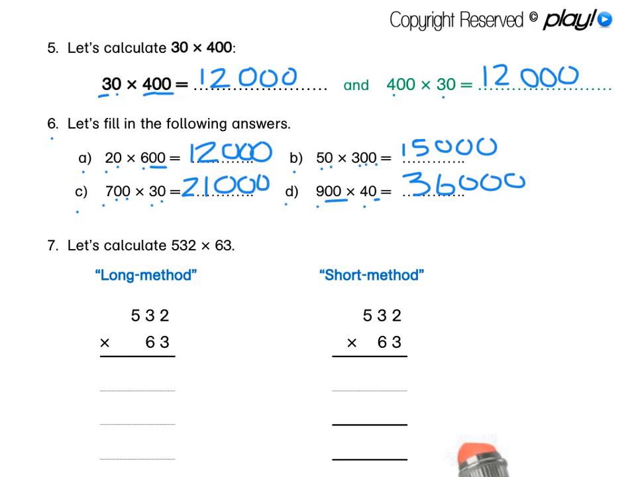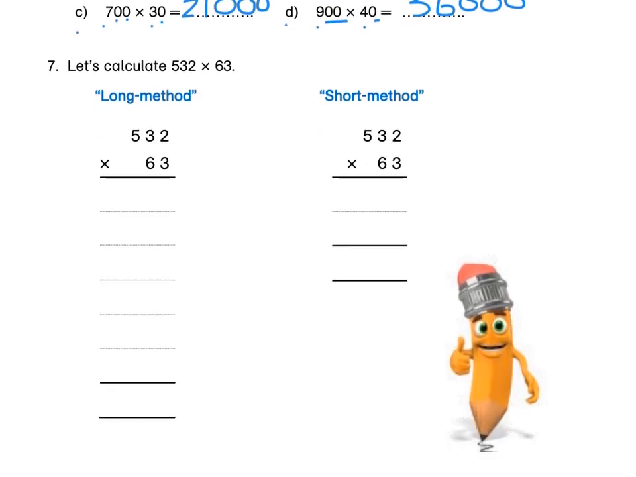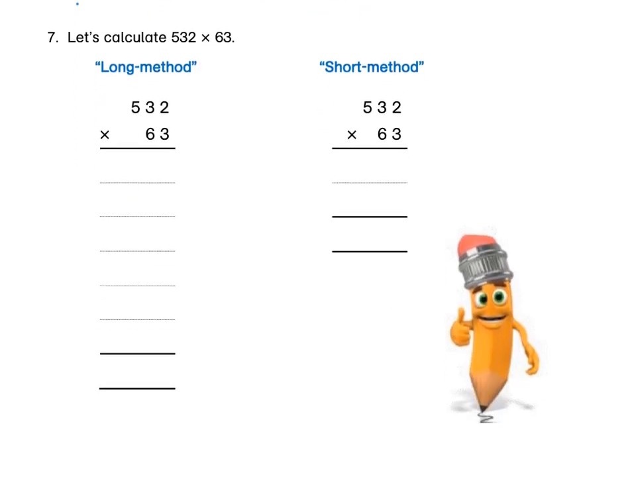Let's move on to 7. We're going to calculate 532 times 63. So, I'm going to write this out. And there we have 60 plus 3. So I'm going to do the first step, timesing through by 3 in red. 3 times 2 is 6. 3 times 30 is 90. 3 times 500 gives 1500.